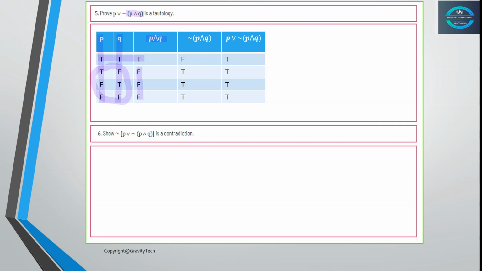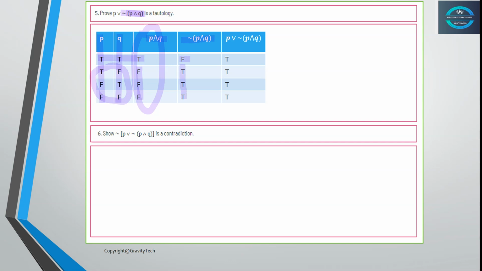Now we want negation of this, right? So that means a negation of this part, correct. So negation of this will be this one. What will it be? T will become F and F will become T. So T will become F and all of these are F. So all these will be T.